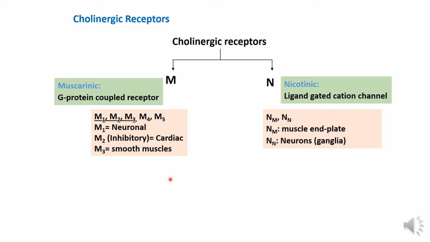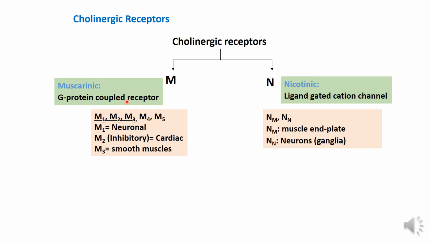Today I am going to give you a very brief description of cholinergic receptors. Here in this display you can see the two divisions of cholinergic receptors, M and N. M stands for muscarinic receptors and N stands for nicotinic receptors. And muscarinic receptors are G-protein coupled receptors. These are one of the types involved in signal transduction mechanism.